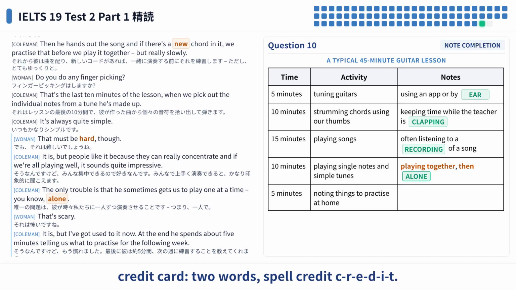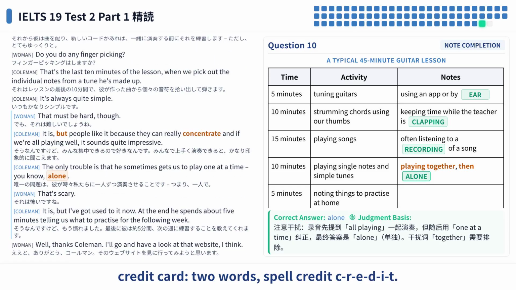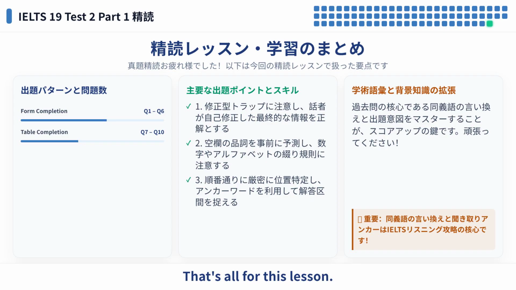Credit card, 2 words. Spell credit C-R-E-D-I-T. That's all for this lesson. Remember the tricks and vocabulary. Good luck.